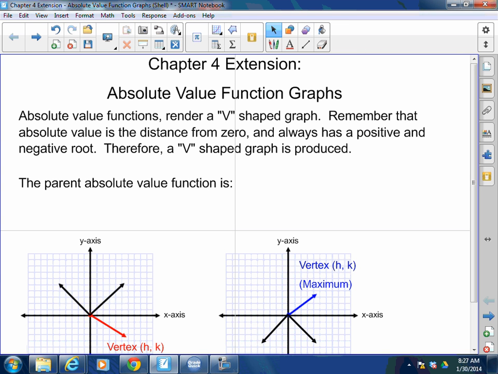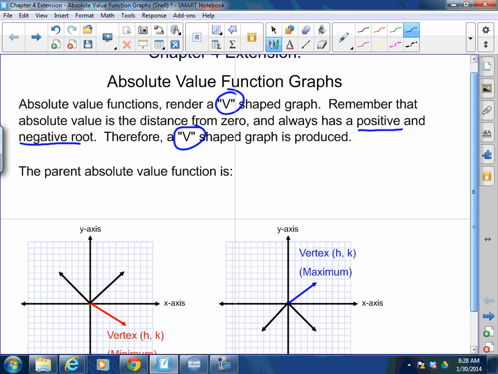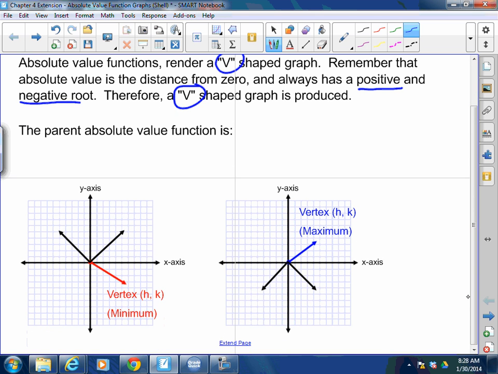Okay, so absolute value functions make a V-shaped graph. It's not a U-shape, but a V-shape. Remember that absolute value is the distance from zero and always has a positive and a negative root. And that is why the V-shape occurs. If you look at my examples down here, there's the positive side of the V and then the negative side of the V, right? So there's always a positive and a negative side, hence why it's a V-shaped graph.